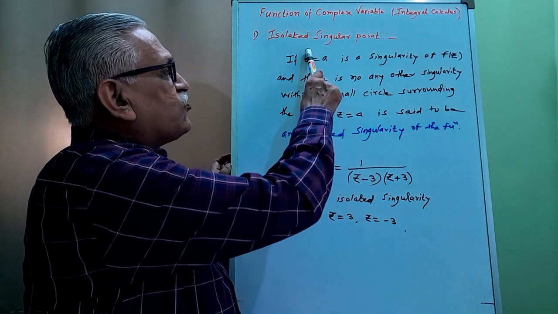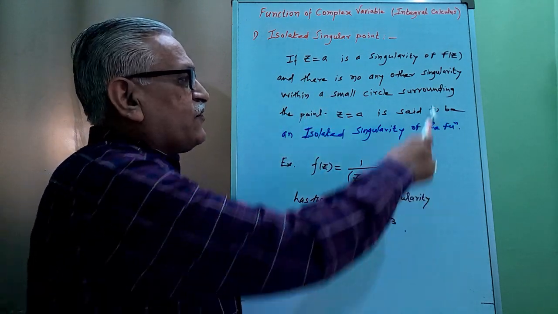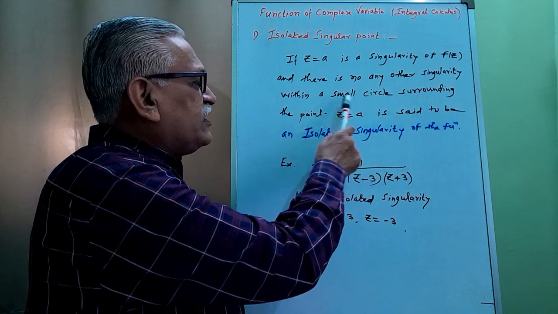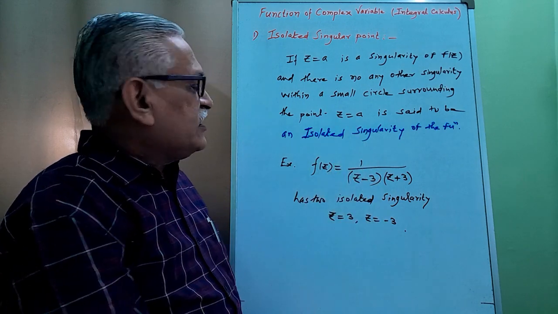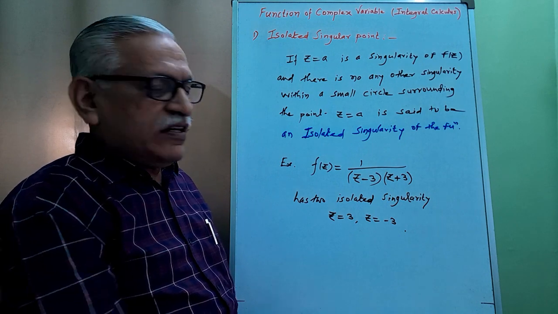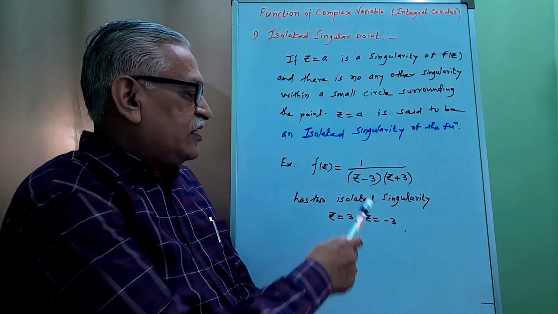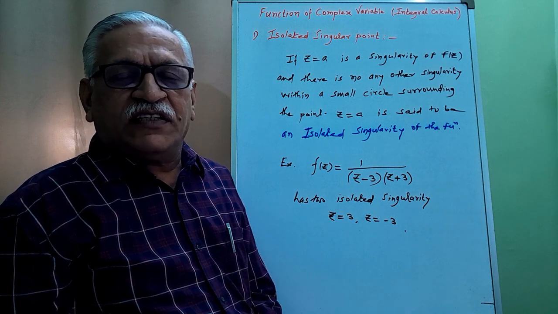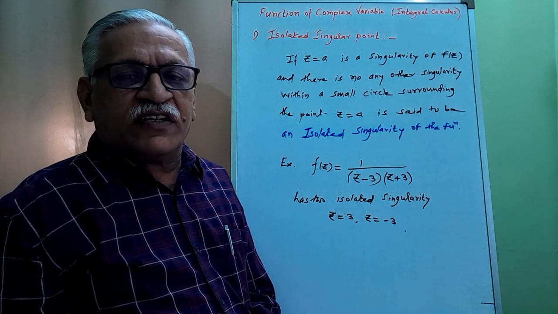Second definition, isolated singular point. If z equals a is a singularity of the function f(z) and there is no other singularity within a small circle surrounding that point z equals a, then it is said to be an isolated singular point, a singularity of that function. For example, f(z) is equal to 1 upon (z minus 3) into (z plus 3). Equating this term to 0, we get z equals 3 and z equals minus 3. These 2 points are singular points, and these 2 points are called isolated singularities.